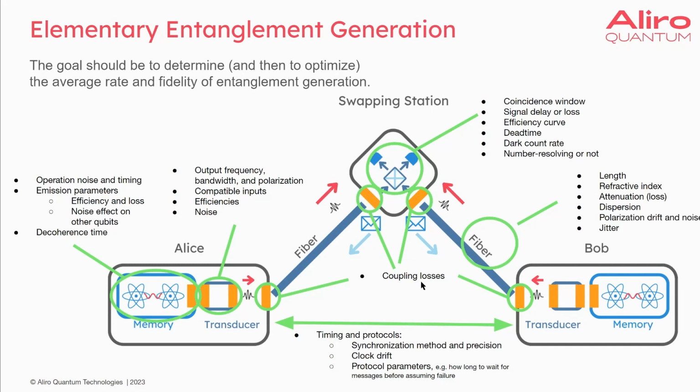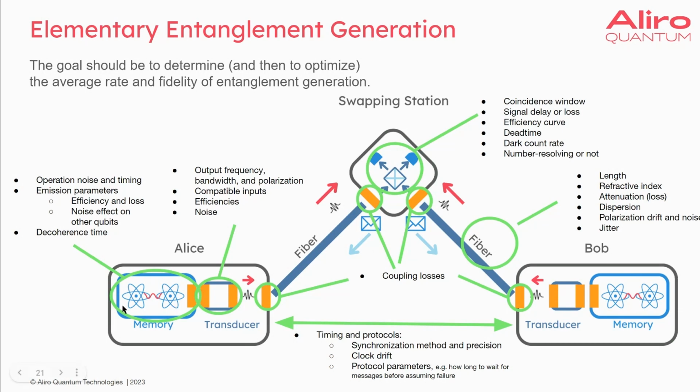And beyond that, because we're using the Barret-Kok protocol here, we have to make sure that there's timing and synchronization happening. So these components may also have clocks that have some uncertainty, and they're messaging each other to try to maintain synchronization. And you also have to specify what the parameters are of the protocol that you're using. So, for example, how long does a node wait for a message before it just assumes that a failure happened, and starts again. And the general goal should be to optimize over all of these to get the best average rate and fidelity of entanglement generation that you can.